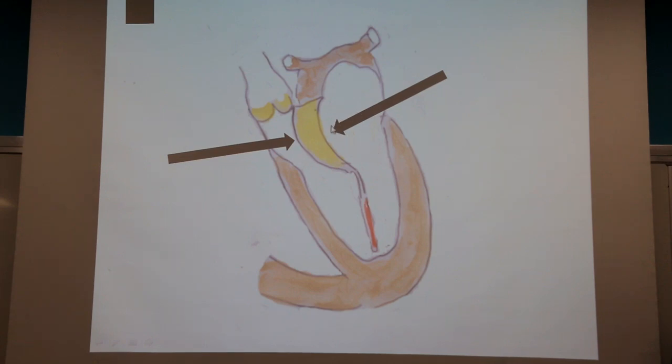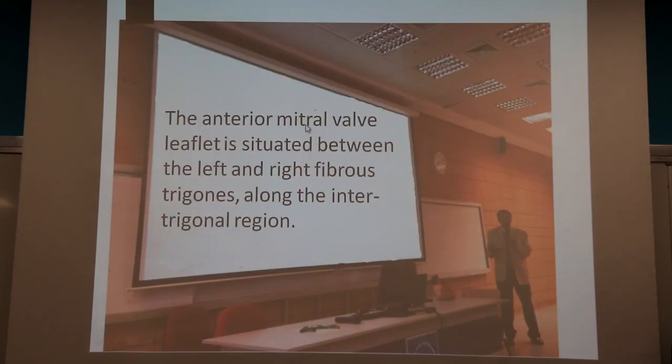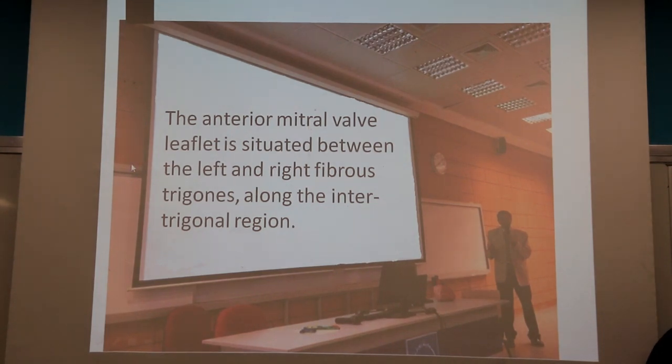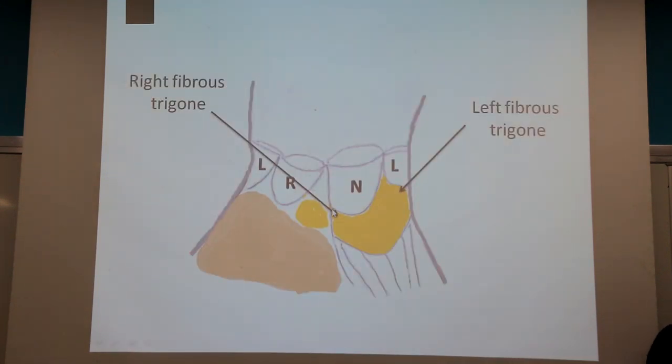Here is the atrial surface, here is the ventricular surface. The anterior mitral valve leaflet is situated between the left and right fibrous trigone along the intertrigonal regions. This area we call the right fibrous trigone, and this area we call the left fibrous trigone. It is composed of extracellular matrix.